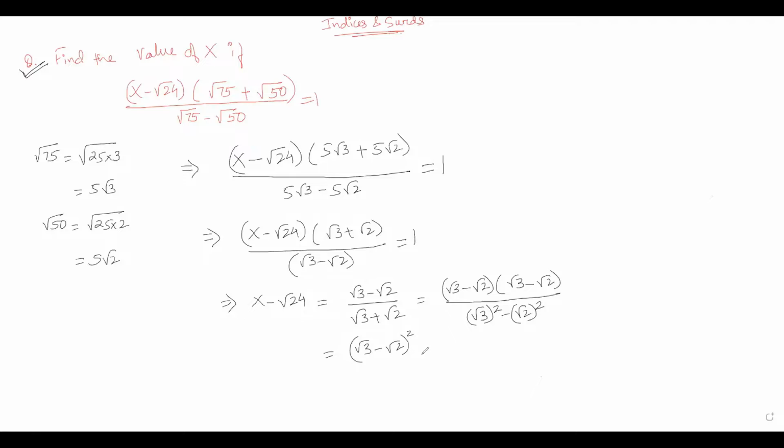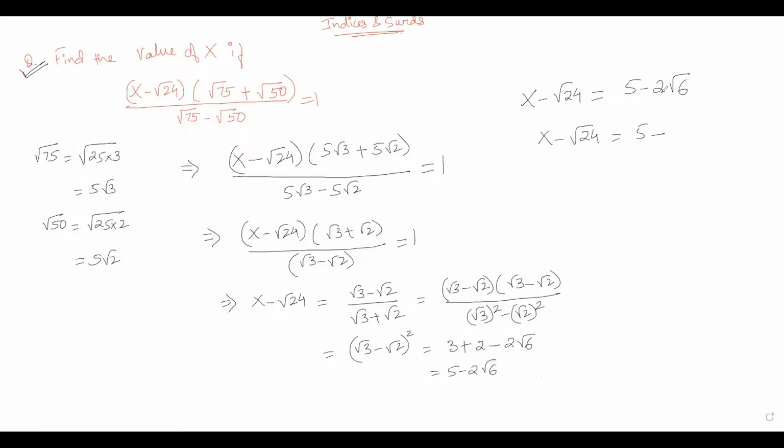Now, if we simply use the formula of a minus b whole square, in that case, this would be root 3 whole square, that would be 3, plus root 2 whole square, that would be 2, minus 2 into root 3 into root 2, that would be 2 root 6. So this would be equal to 5 minus 2 root 6. So finally, we can say that x minus root 24 is equal to 5 minus 2 root 6, or x minus root 24 equal to 5 minus this 2 root 6.